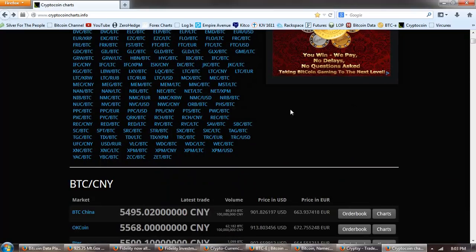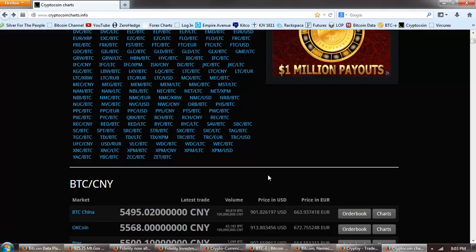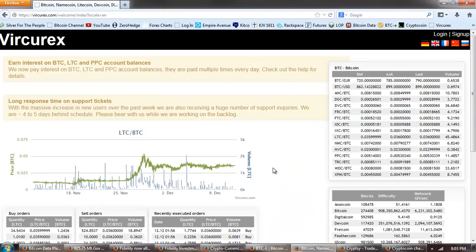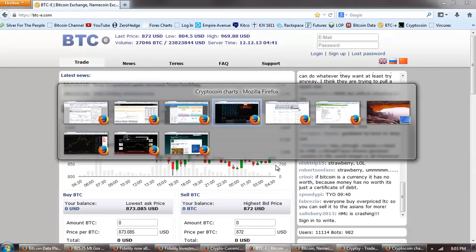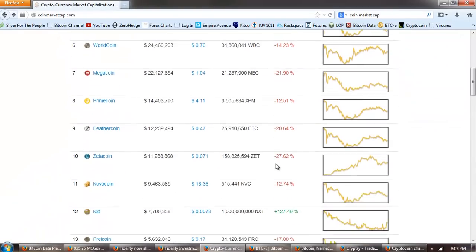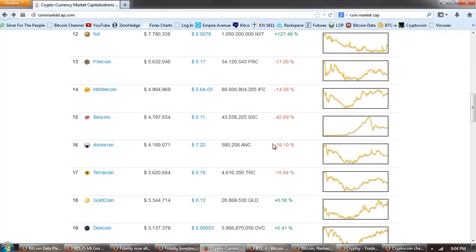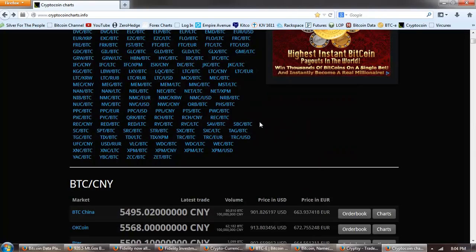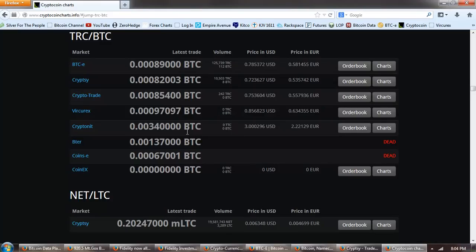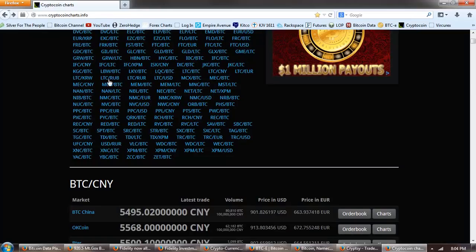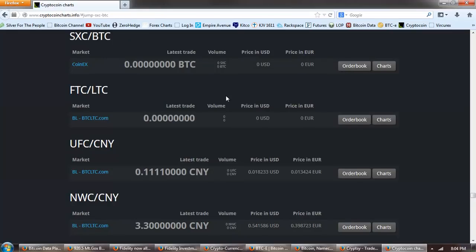So, what's the new coin we were looking at? The SEX coin. Let's see what that symbol is. I don't even remember what that symbol is. And that coin's going to be SXC. And here's SXC BTC. You can see it's traded on BTC. No, that's TRC. I'm sorry. Let's go back here. Okay. So it's traded on CoinX with zero volume.